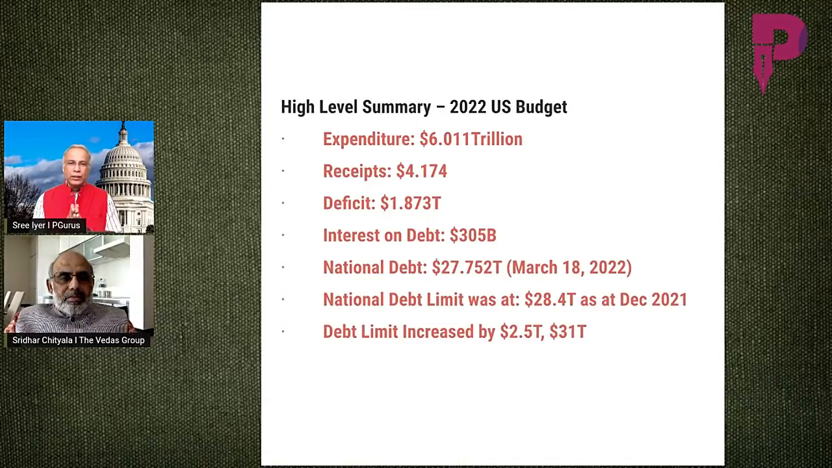Sridhar ji, the receipts are comfortably behind the expenditure. How's the trend, sir, from 2020 to 2021 to 2022? Maybe you can walk us through these numbers, how it's looking. Yeah. So at a high level, thank you, Sriji. As you can see from the numbers, the expenditure is around $6 trillion, and the receipts, which are mostly taxes, are 4.174. We are hitting a deficit of $1.873 trillion.